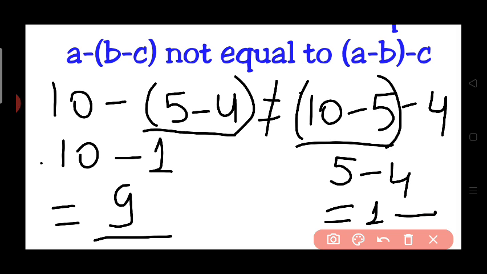That means associative property does not hold true for subtraction of whole numbers. This is clearly visible. If we change the bracket, the result will be completely different. It's not the same as in addition. Okay, that's why associative property is not true for subtraction.